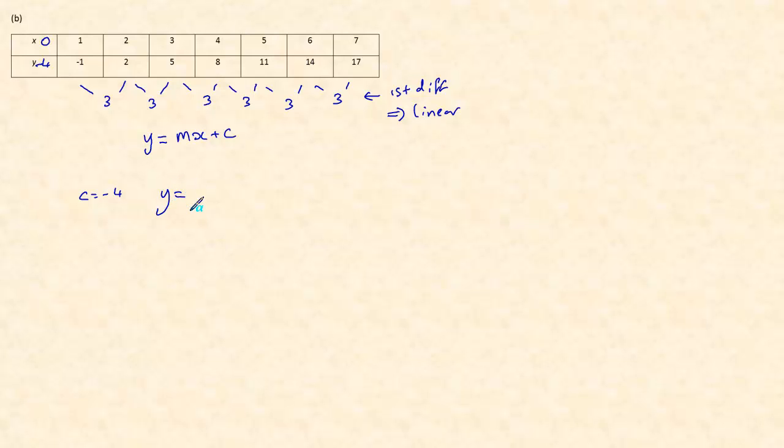So y is going to be, now I could just go straight to the answer, because in this case the m is just this constant difference. If you think about it, we're going up by 1 here, going up by 3 here, so it's the gradient. So that's going to be 3x, take away 4.